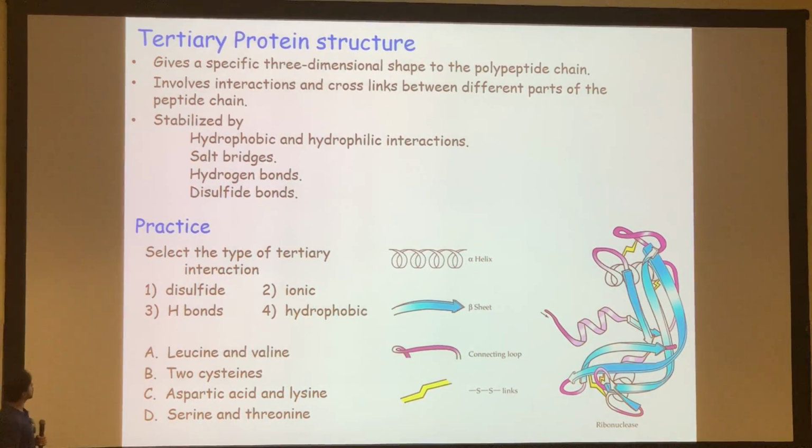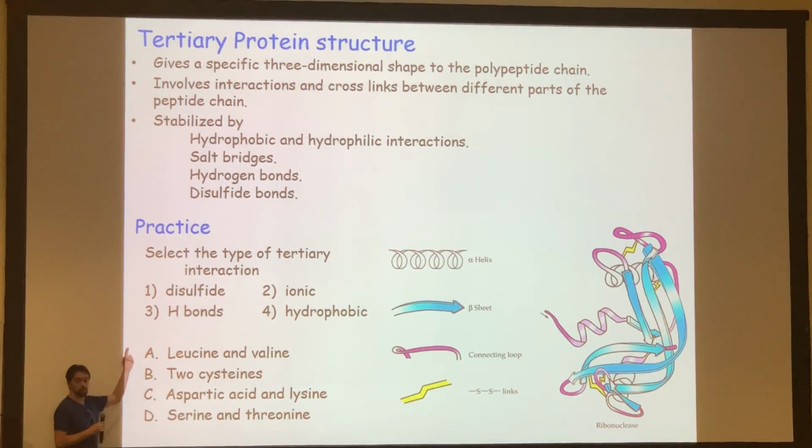Okay, let's practice real quick at the bottom here. So let's compare which one of these numbers goes with these letters. It's easiest just to read the description and choose a number. Okay, so A says leucine and valine could interact how? Which one of those interactions could they do? They're only hydrophobics, right? So there are groups who really don't do much else, right? They're just hydrophobic R groups. They can't hydrogen bond, they can't make a disulfide, and they're certainly not charged to do the ions. So yeah, just hydrophobic. How about two cysteines?